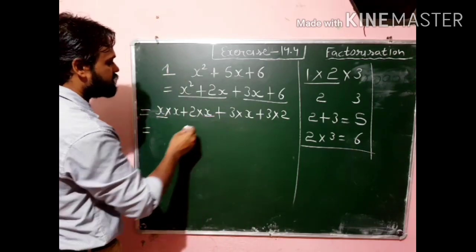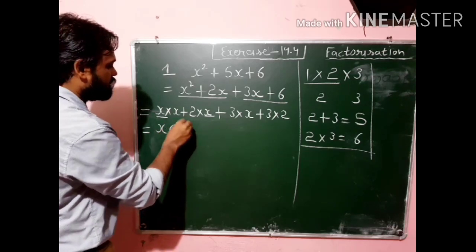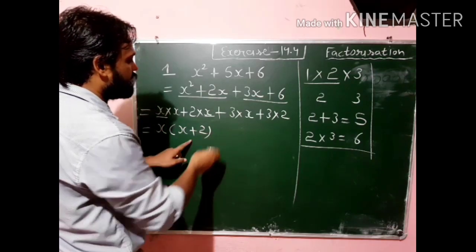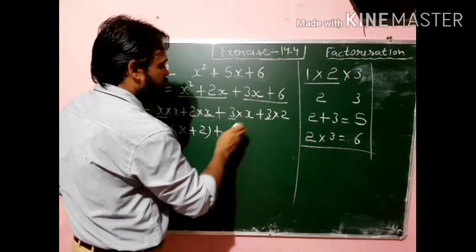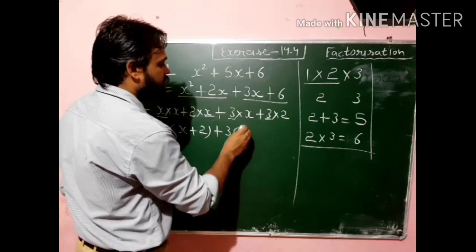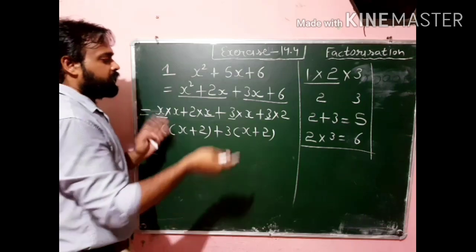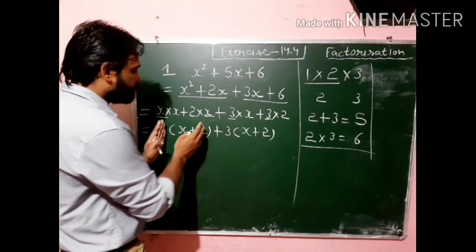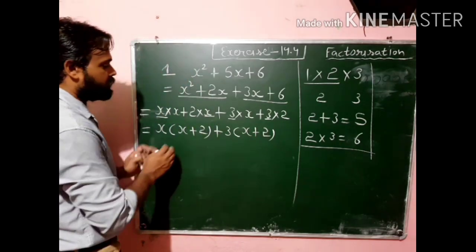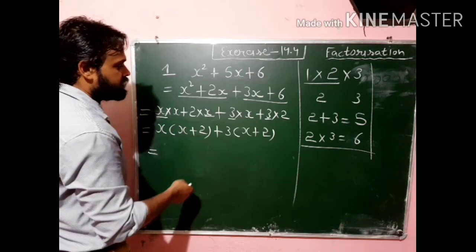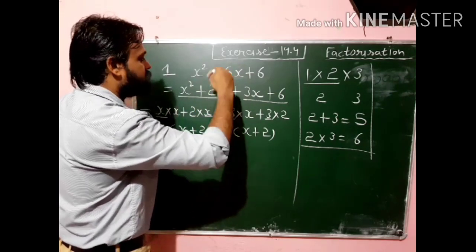Then mark the common terms like this. You can see x is common here, take x outside of the bracket, and only this plus 2 is left in the bracket, and the plus sign is as it is here. You can see 3 is common in this case also, so take this 3 outside of the bracket and x plus 2 is left inside the bracket. I already told you in my previous video that when we reach this step, this bracket and this bracket should be the same. You can see these two brackets are the same. So it means we selected the proper groups and also separated this 5x in a correct way.